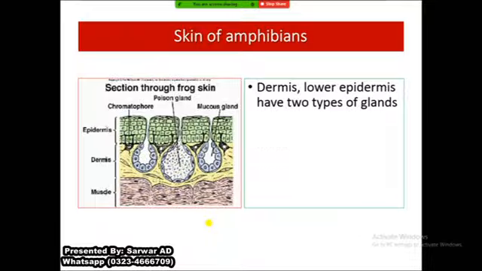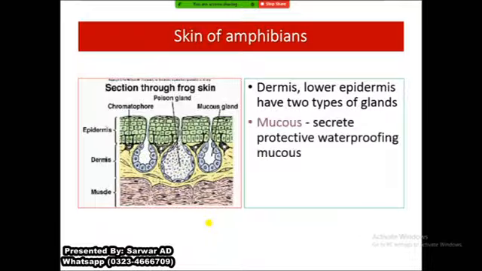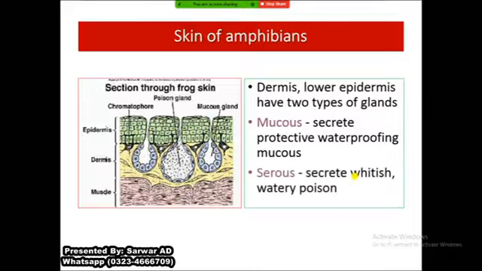The dermis, below the epidermis, has 2 types of glands. Mucus glands generally secrete various types of protective or waterproofing compounds on the skin, which are collectively called mucus, which is very slimy and slick in nature, and it generally keeps the body moist while the animal is on land. They also have another type of gland, which is called the serous gland.